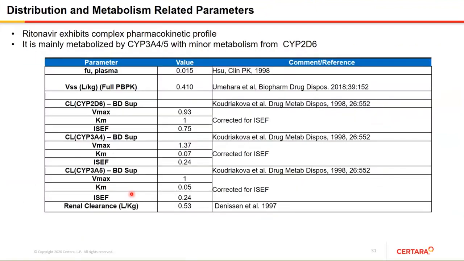These are the distribution and metabolism related parameters. Ritonavir has a very complex pharmacokinetic profile, so we got a lot of data from the Kodrikova et al. paper. We had the Vmax and Km for CYP2D6, 3A4, and 3A5, and we included those. We also had information about renal clearance from this paper, so we included that in the model. The Vss was around this value. This is from a paper about a ritonavir model published in 2018 by O'Mara et al. from Novartis. So we used the same value in our model, and the fraction unbound is around 0.05.